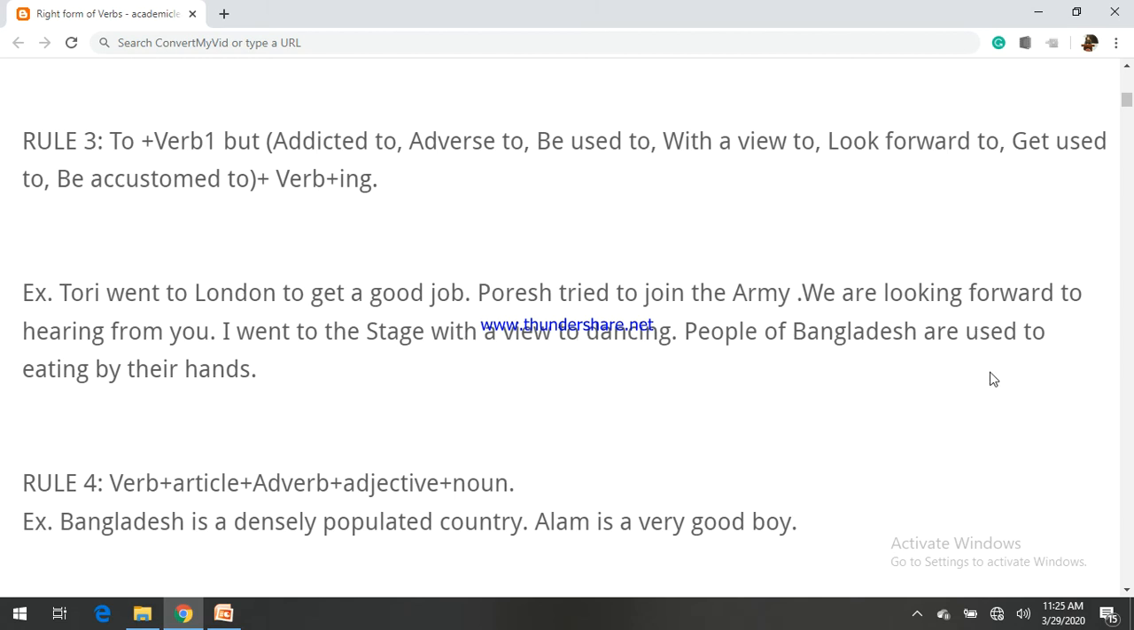People of Bangladesh are used to, after used to, there is eating. Sorry, I'm suffering from a cough. Okay, let's take it easily. Are used to eating by their hands. Okay, after used to, here is verb plus ing.